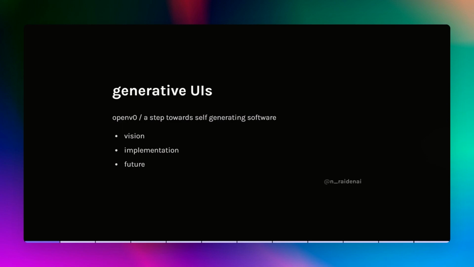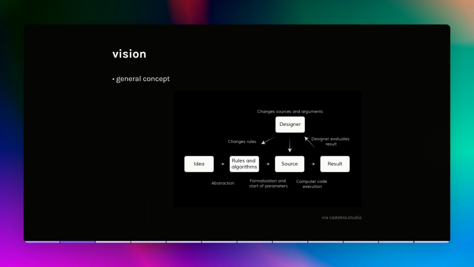In this talk, I will share ideas about generative UIs in relation to the OpenVO open source project. The overall aims of generative UIs are to create better starting points for new projects, faster ideation to prototype, which is useful for MVPs, and leveraging language models to minimize time spent on complex front-end processes.